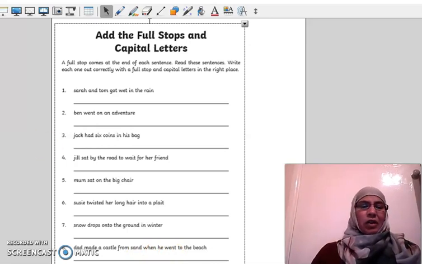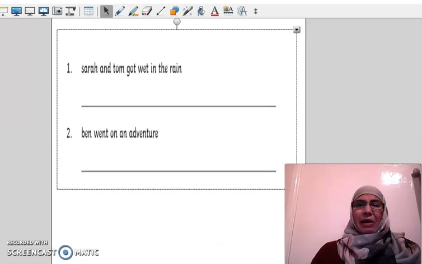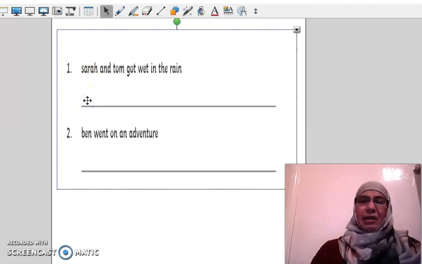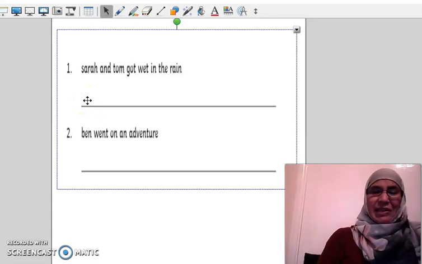Okay, so if we just look at number 1, I'm going to go through what you have to do. Now Sarah and Tom are both names, and can you see that the sentence has got a lowercase s for Sarah and a lowercase t for Tom? That's wrong, because if you remember the rules for capital letters and full stops, it says if you have a name, it has to be a capital letter. So I'm just going to write this sentence again using a capital S for Sarah.